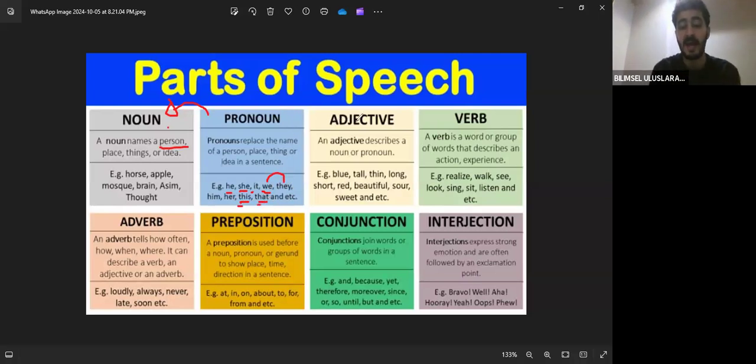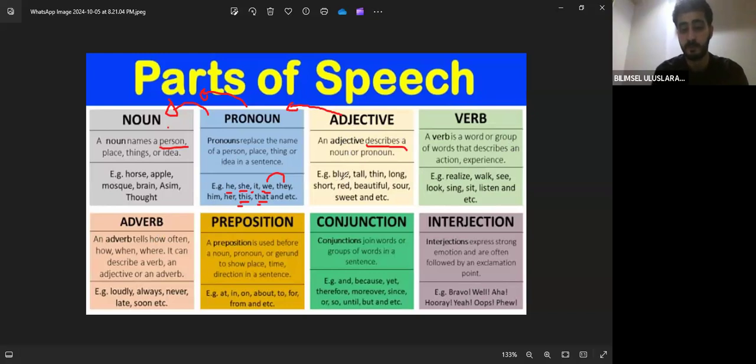All right. Next, we have adjectives. An adjective describes a noun or pronoun. And look, they all depend on each other. A noun is a noun. A pronoun replaces the noun. An adjective describes the noun or pronoun. This is very important to tell the difference between adjectives and adverbs, because adjectives describe the noun or pronoun, and adverbs describe the verb, right? Okay. Let's stick with adjectives. An adjective describes a noun or pronoun.